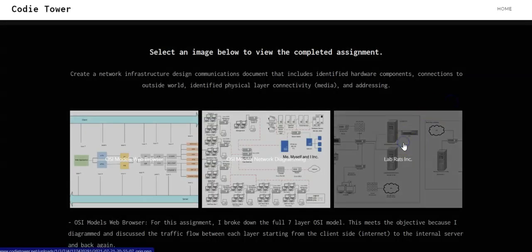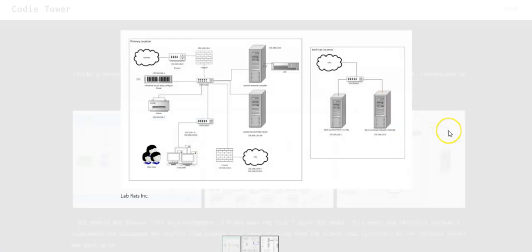Moving on to the next one, LabRats, Inc. So for this assignment, I provided recommendations to improve the security and infrastructure for LabRats, Inc. I provided a network diagram covering my recommended layout and provided in-depth coverage and screenshots on standing up various components such as Active Directory, load balancers, and installing operating systems on virtual hardware.